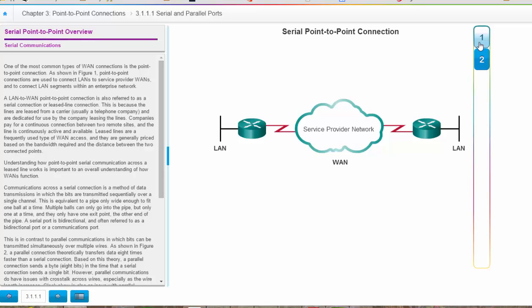Communication across a serial connection is a method of data transmission in which the bits are transmitted sequentially over a single channel. With parallel communication, the bits are transmitted simultaneously over multiple wires. So with parallel, your 8 bits in a byte travel together. However, with serial, your 8 bits in a byte travel one at a time.